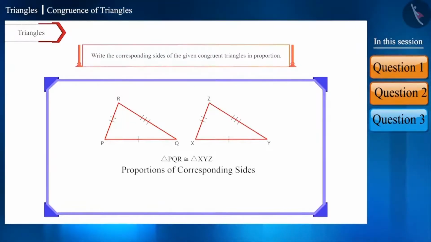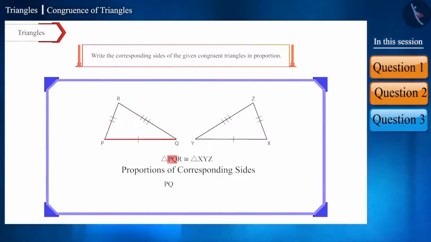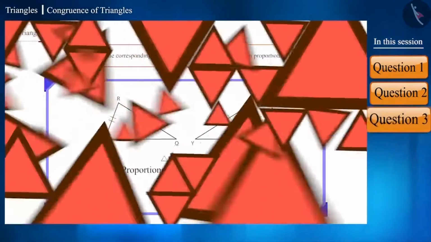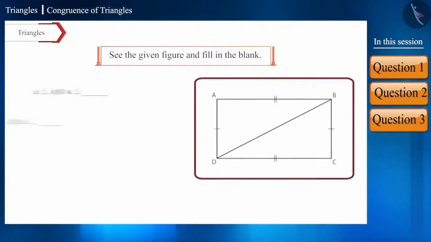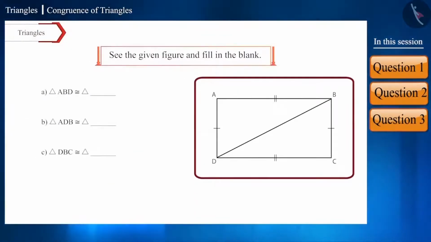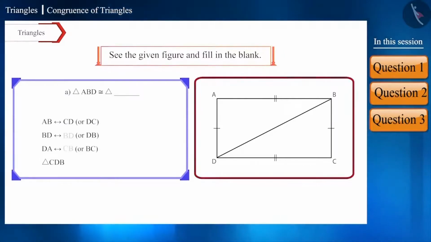And now the proportions of their corresponding sides will be like this. Side PQ corresponds to side XY, side QR corresponds to side YZ, and side PR corresponds to side XZ. Let's take the next question. Two triangles are made in the given rectangle, and the names of some triangles are also given. Give the names of the triangles congruent to those triangles.